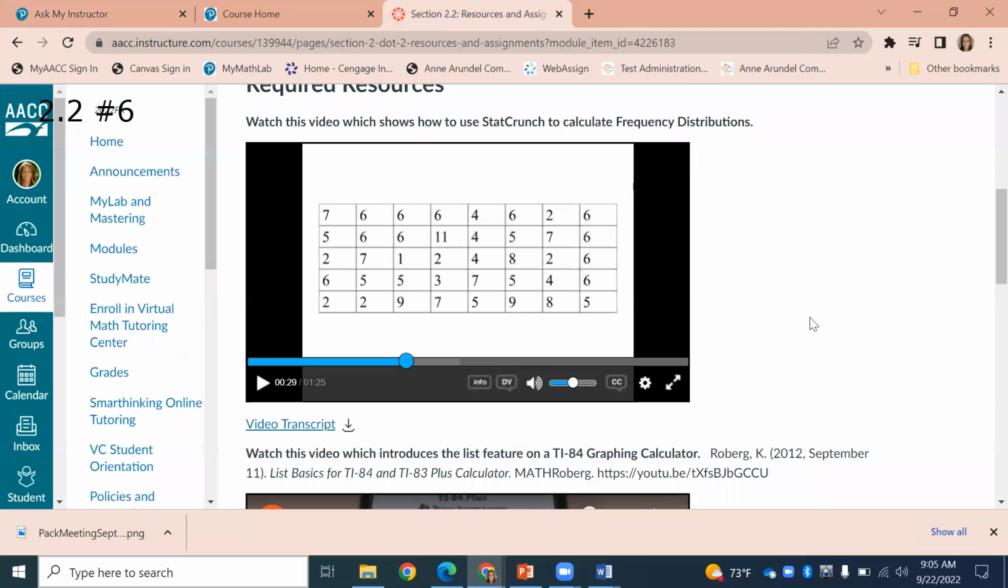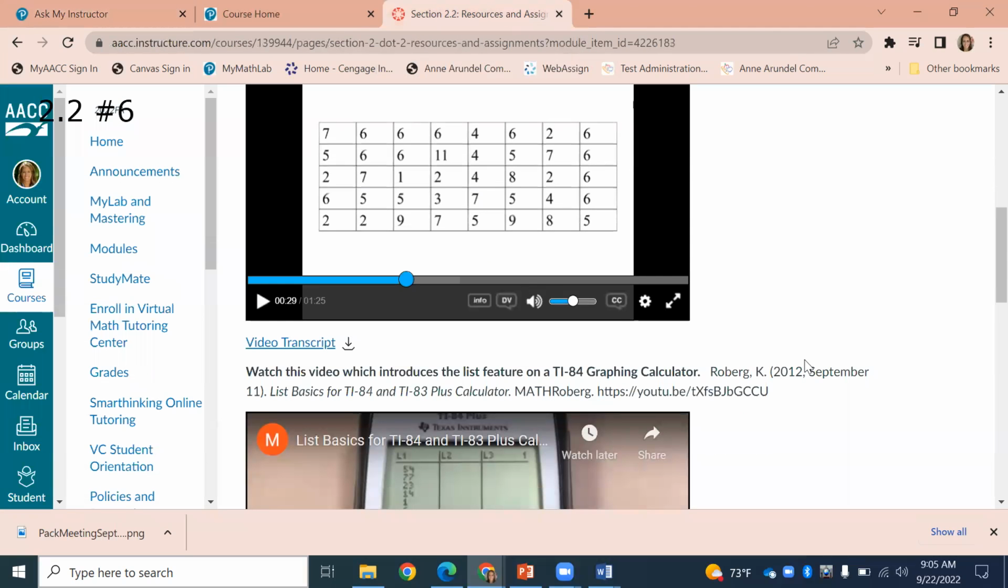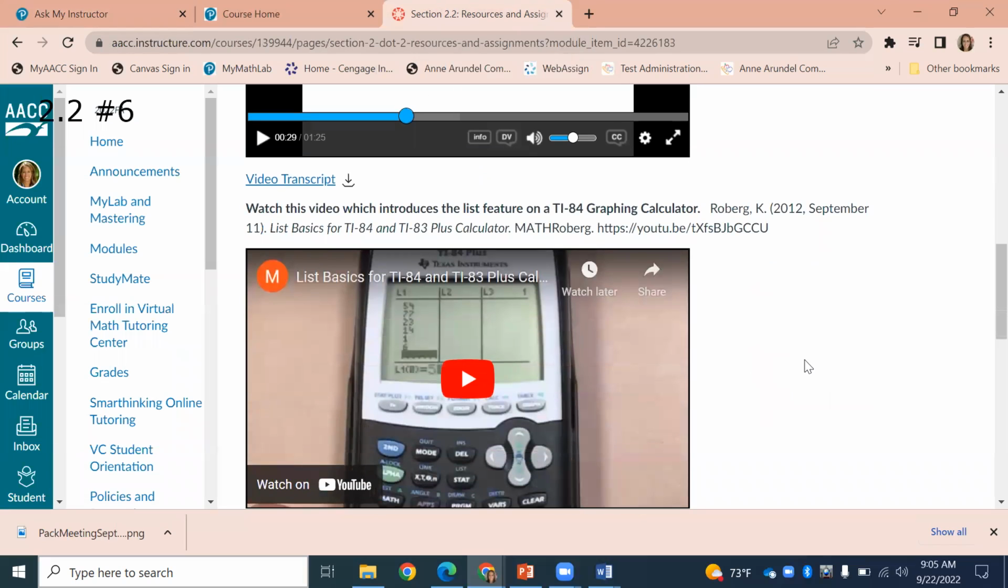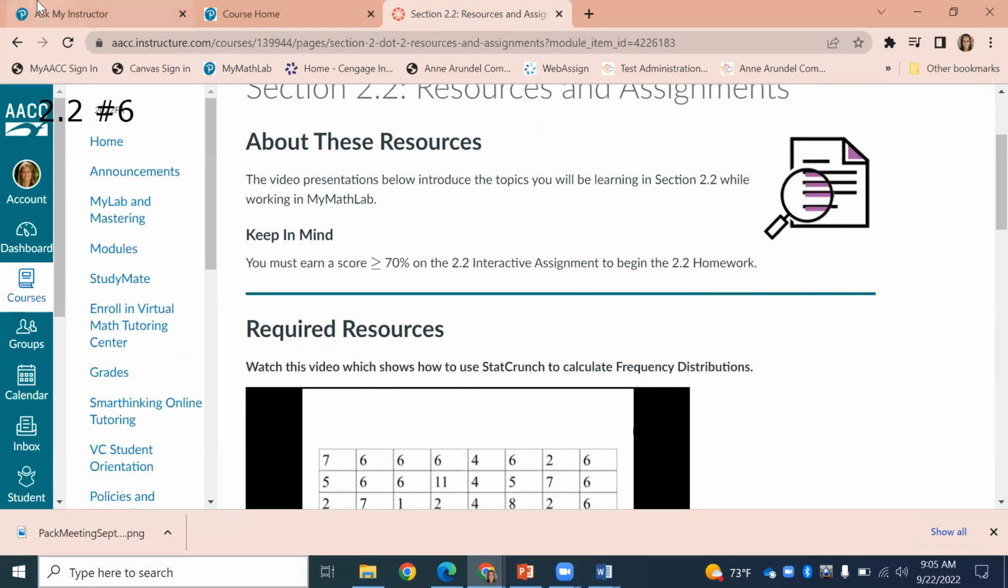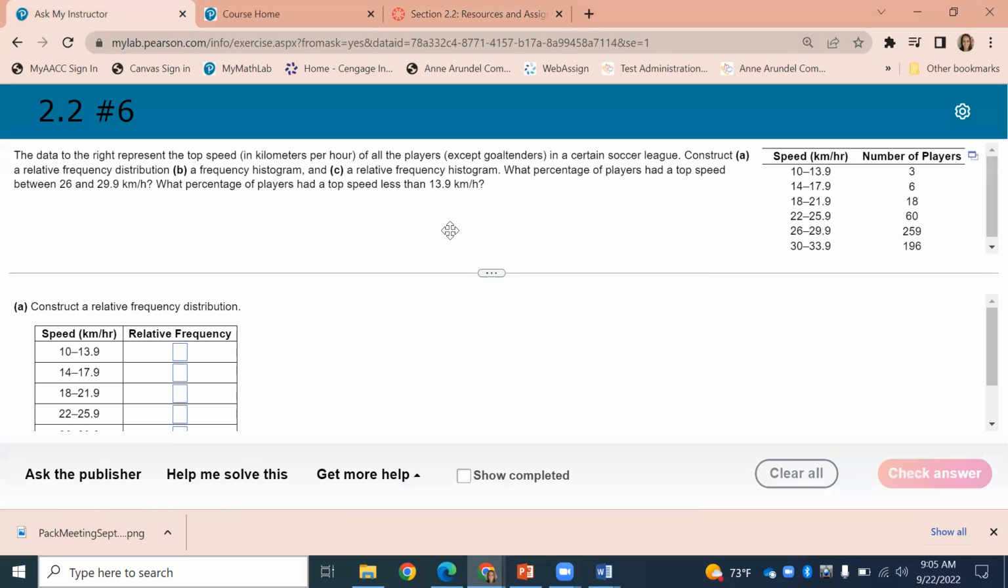It works great if you have raw data and you're asked to make a frequency table, but not so much with data that already has the frequency table given to us. Okay, so now back to this problem. Again, you still should watch the Canvas videos. They're still essential to making sure we understand everything.